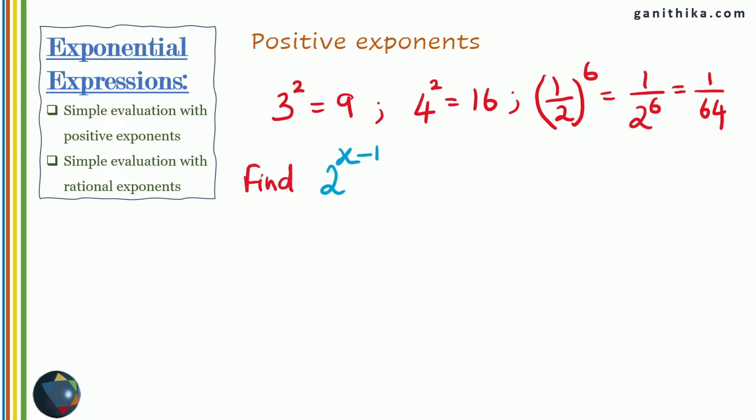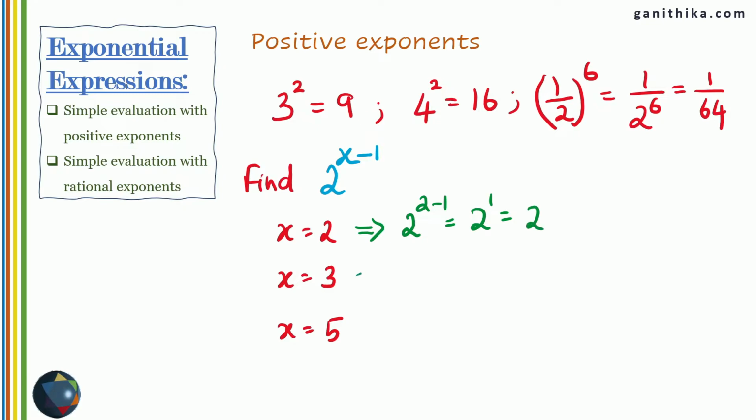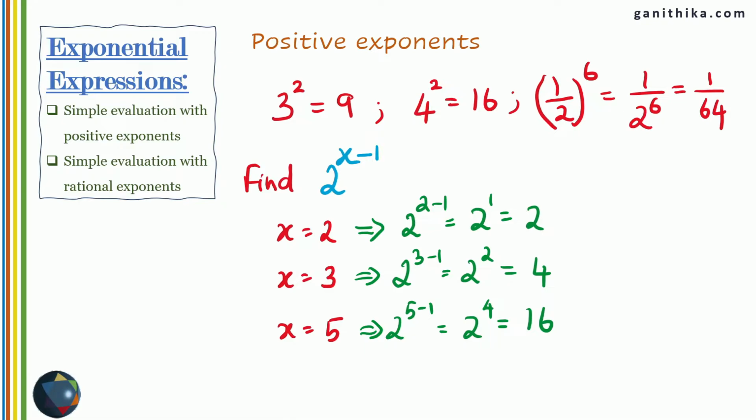Now I'm going to give you a problem, 2 power x minus 1. Find the value of this for these values of x. Evaluating positive exponents for the 3 different values of x. Pause the video here, finish the question and continue with the video. Now I'm going to give you the answers. X is equal to 2 makes 2 to the power of 2 minus 1, which is 2. And x is equal to 3 makes it 3 minus 1, which is 2 square, which is 4. And x is equal to 5 makes it 2 to the power of 5 minus 1, which is 2 power 4, which is 16. So the value of 2 to the power of x minus 1 when x is equal to 2 is 2, when x is equal to 3 is 4, and x is equal to 5, it is 16. So you must have done this easily.